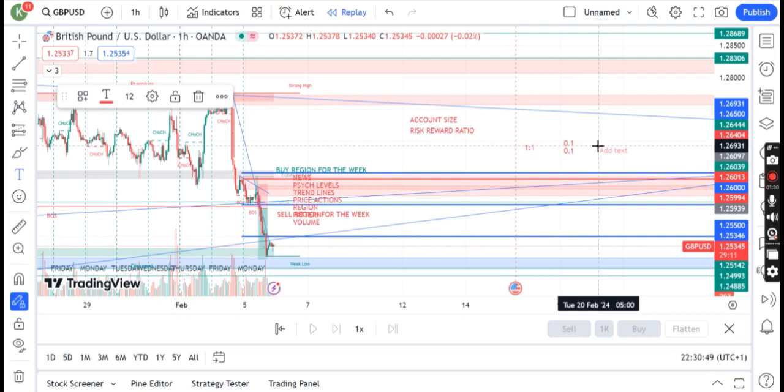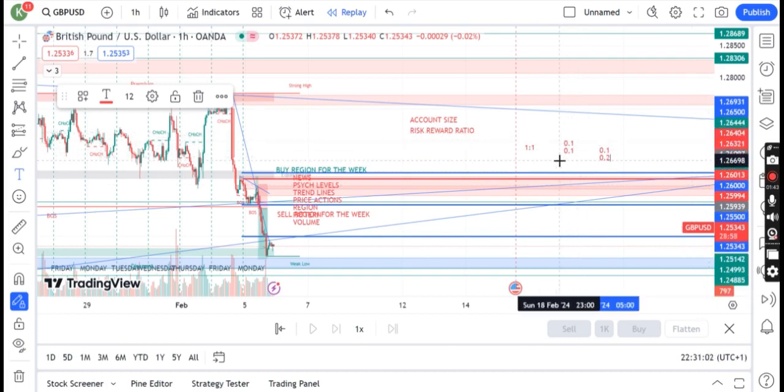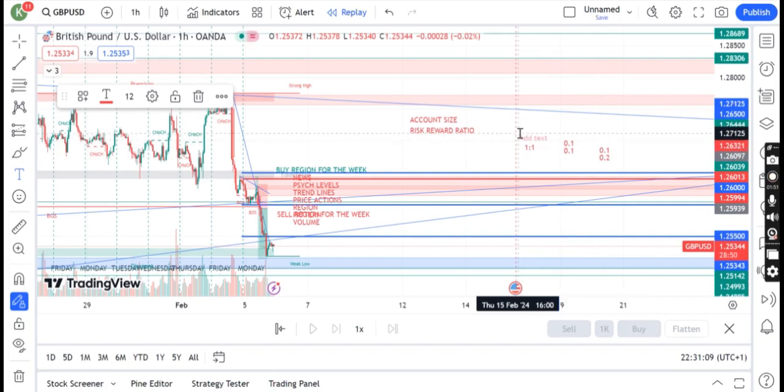1:2 means you are risking 0.1 to gain 0.2. You see that now? This is bad risk management. This is a bad way to manage your loss, and this is a good way to manage your loss. Better still, 1:2, or 1:3, or 1:4. So the more your risk to reward, the higher your reward.